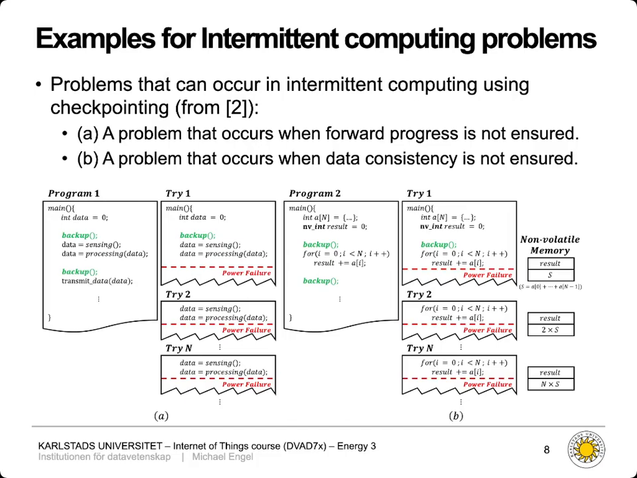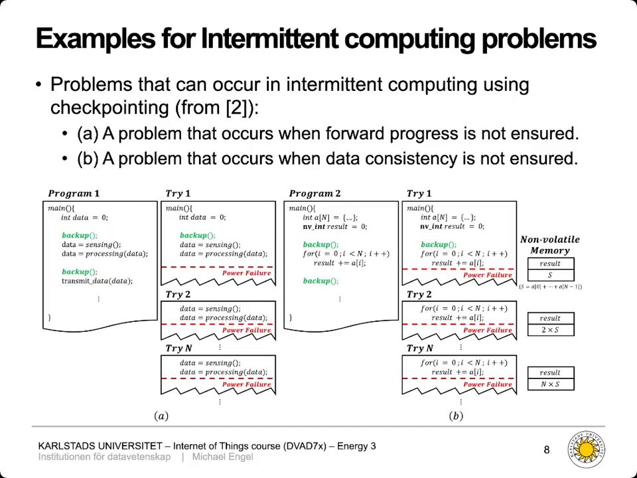So this is just running a loop, calculating the result by summing all of the elements of an array. Now, after the first execution of program 2, you have a sum S stored in result. And note that result was set to 0 before the backup, but it's now in non-volatile memory. So when you execute this loop again after the backup, then you add up more values to result because it's no longer reset to 0.